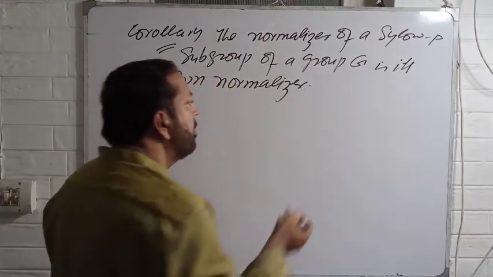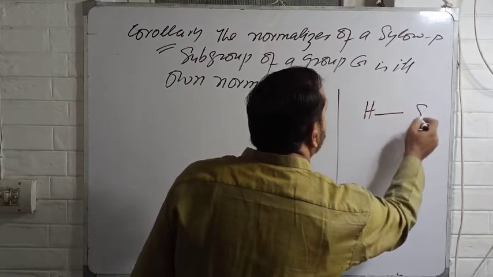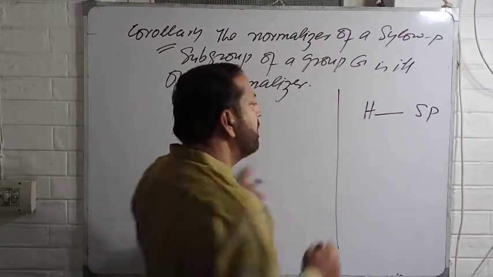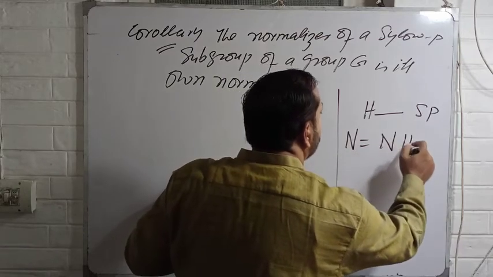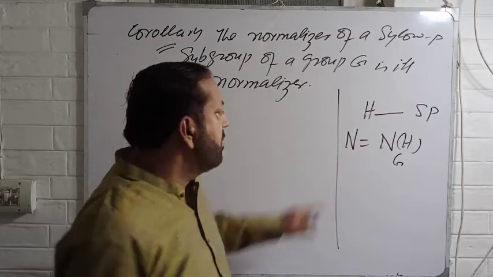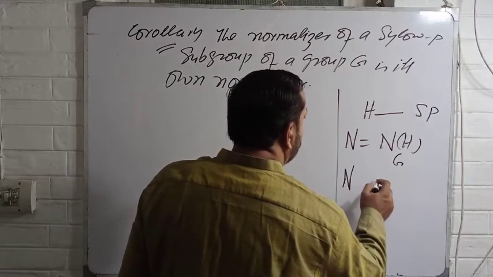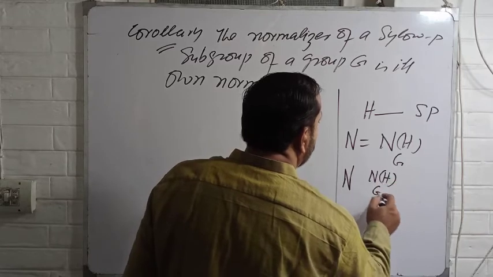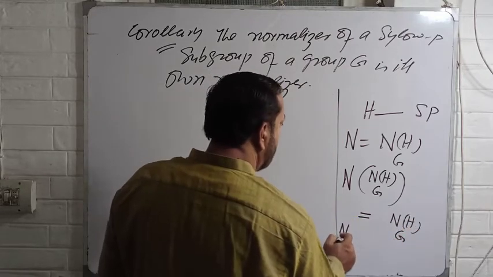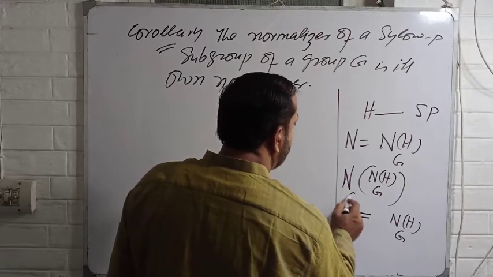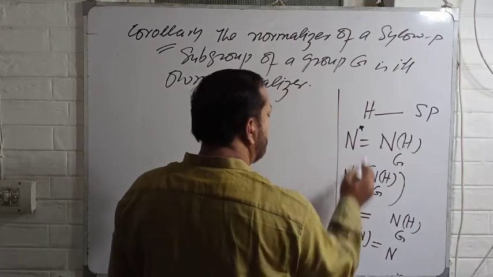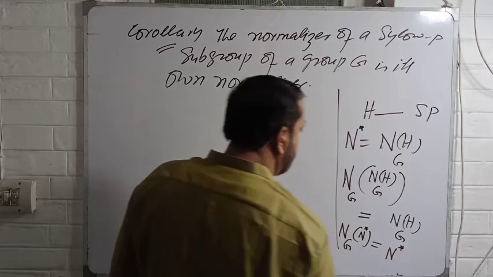Now this is so easy. You take a Sylow-p subgroup H. I am just taking a symbol. If H is a Sylow-p subgroup and N is the normalizer of H in G, and if you take the normalizer of this normalizer, which must be N itself, so the normalizer of N_G(H) in G is in fact N_G(H). So the normalizer in G of N is equal to N. Say this is equal to N star. So N star is equal to N star. Right?